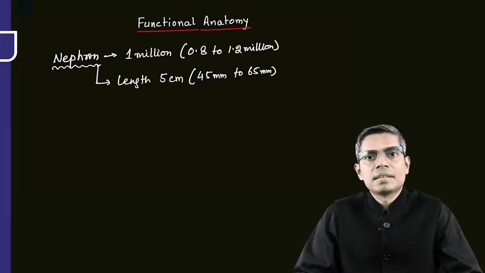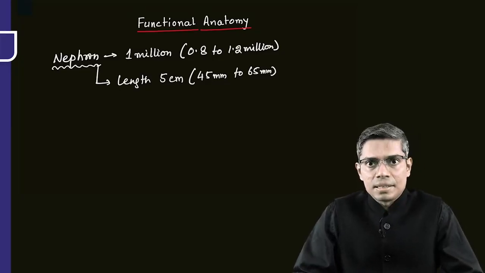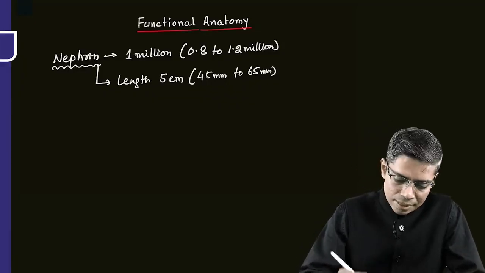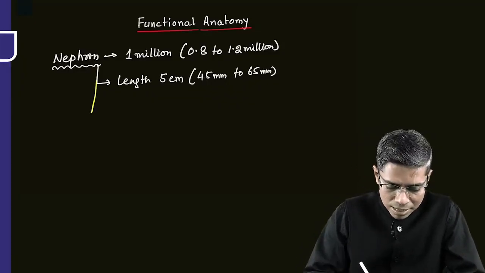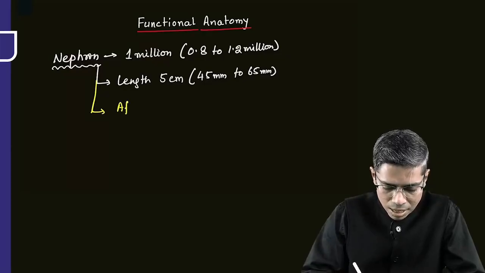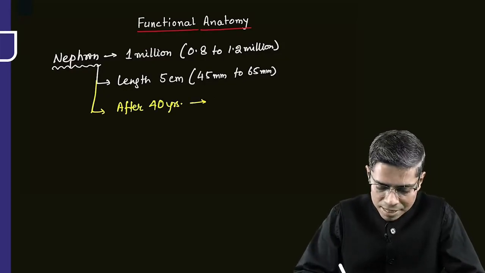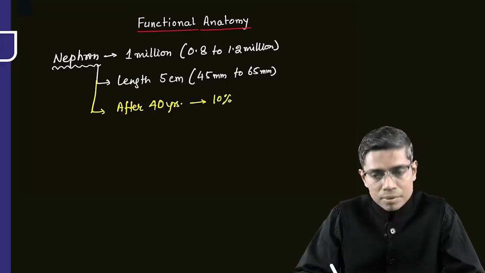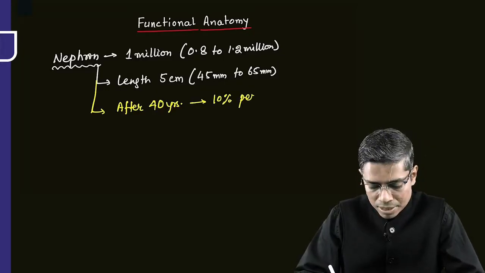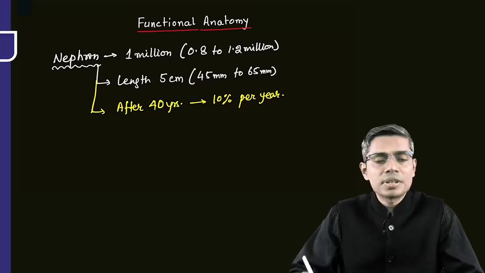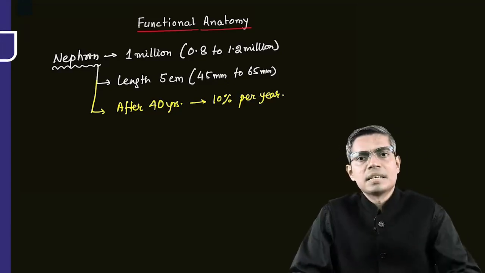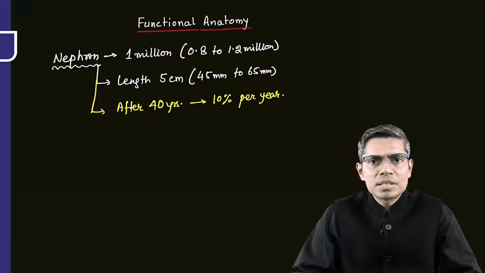So, it is seen that along with aging, the number of nephrons reduces inside the kidney. The data given in books and articles is that after 40 years, there will be a decrease of 10% of nephrons per year, right? So after 40 years of age, there will be a gradual decrease in nephrons, and how much? 10% reduction in the nephron number per year.